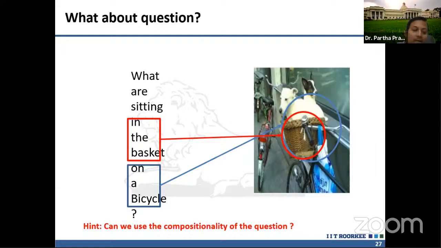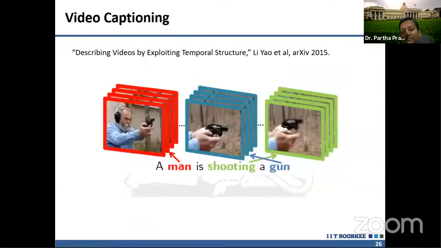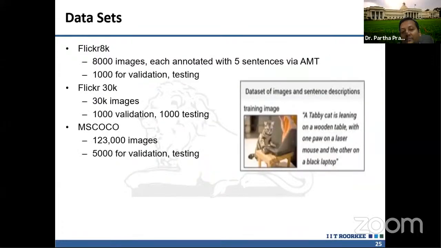When we ask such questions, there are actually some tricks. In the sentence, you will have some clues. When I say what is sitting in the basket on a bicycle, that means you will have a bicycle and a basket. So you will find the basket, and then what objects are sitting in the basket. You can find the objects available in that basket, and it will give you the answers.